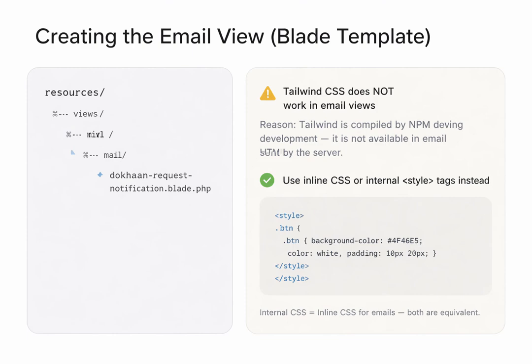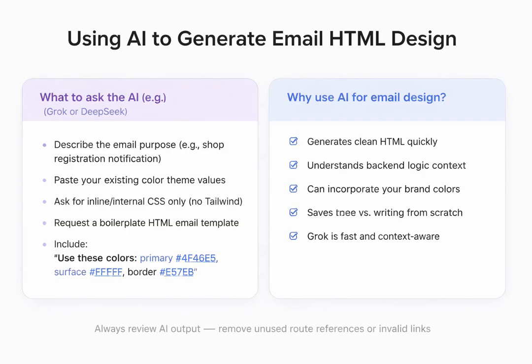Instead, you must write your styles as internal CSS inside a style tag or as inline styles directly on the HTML elements. The instructor points out that internal and inline CSS are essentially the same thing for emails. Both work fine. For the actual email design, the instructor recommends using an AI tool like Grok or DeepSeek to generate the HTML quickly. The reason Grok is preferred here is that it not only generates clean HTML fast, but it also understands back-end logic context. So you can paste your existing code alongside the design request, and it gives you something coherent.